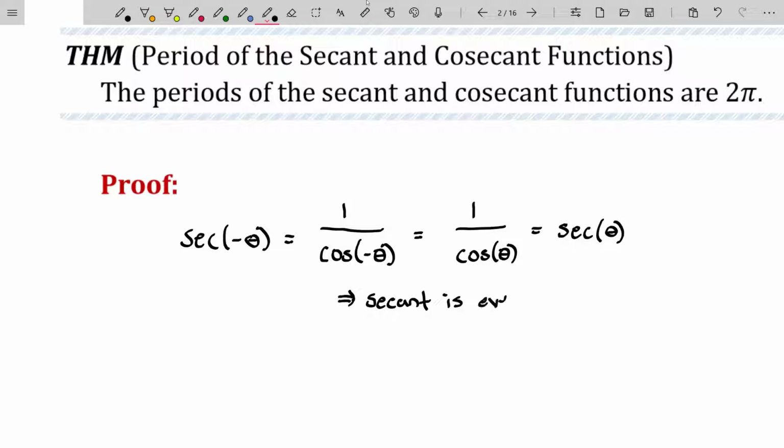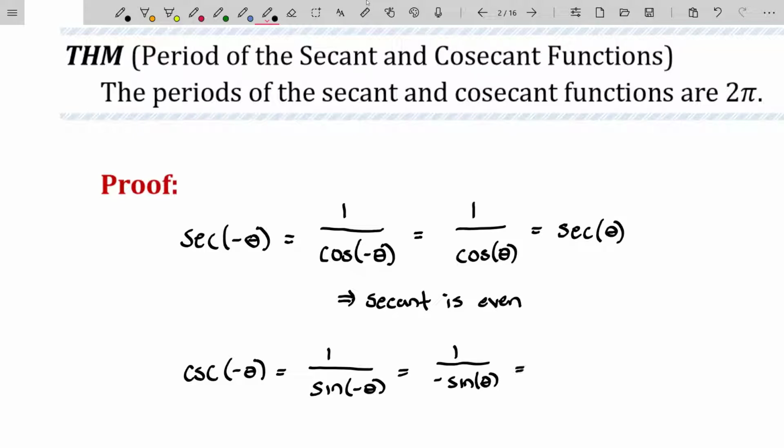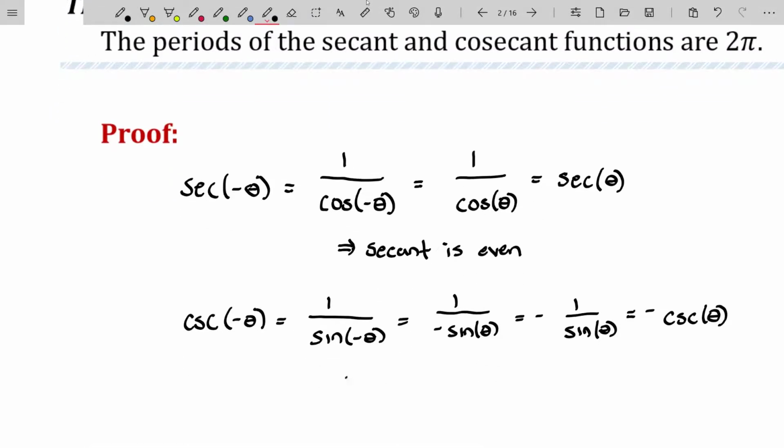And now you could do the same thing for the cosecant. Cosecant of negative theta is equal to 1 over the sine of negative theta by definition. And sine is odd, so that's 1 over a negative sine of theta, which is a negative 1 over the sine of theta. But 1 over sine of theta is cosecant of theta by definition. And so cosecant of negative theta is negative cosecant of theta, hence cosecant is odd.